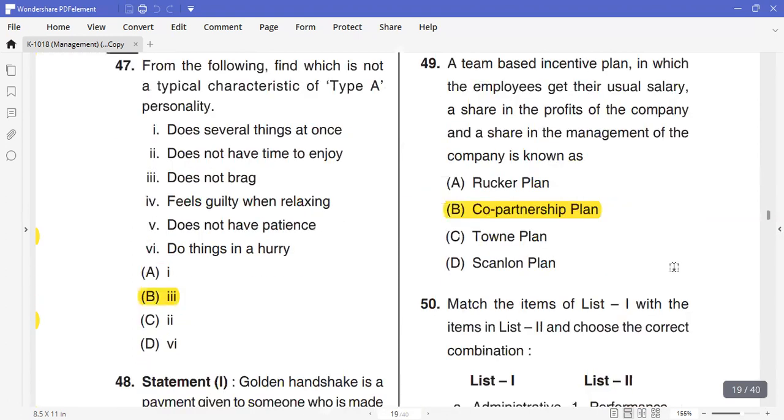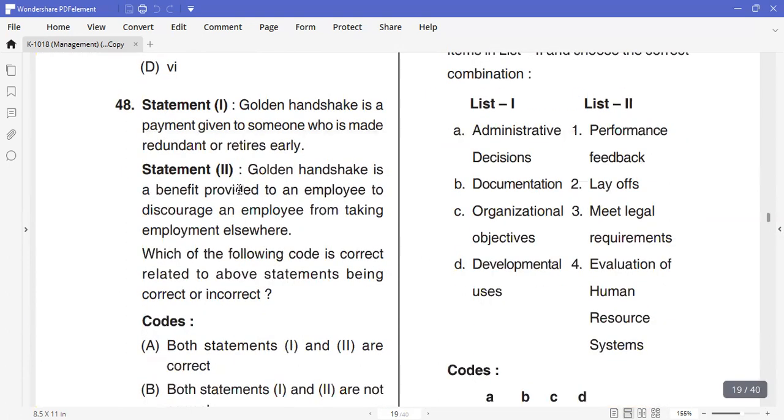From the following, find which is not a typical characteristic of type A personality. So does not brag. That is the correct option. Does not brag is the correct option. Next, we go to the statement 1 and 2 related problems.